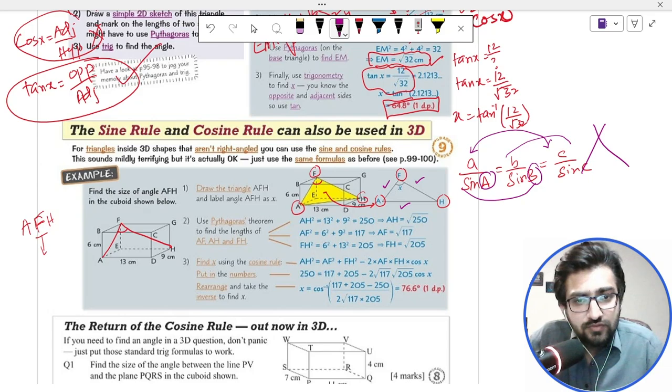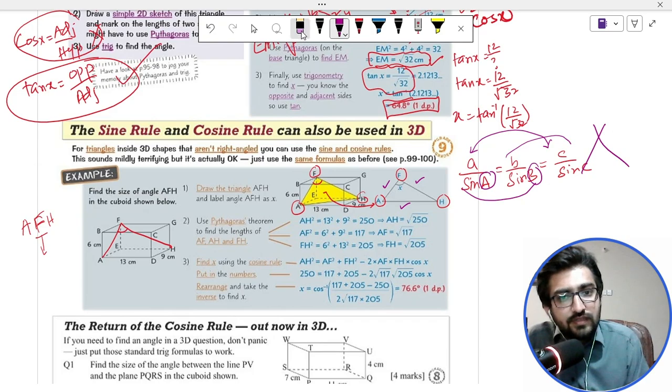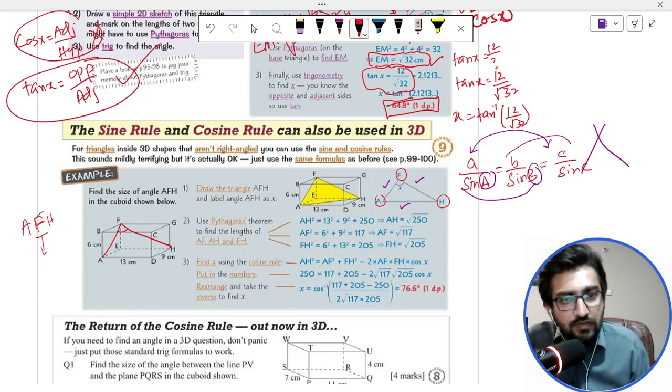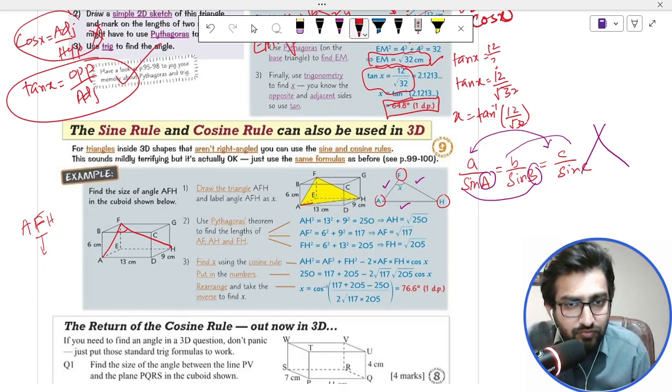So let's try and find all these three sides. First of all, let's find out AH. A and H. This one. Let me erase these extra things. So we want to find out A and H.